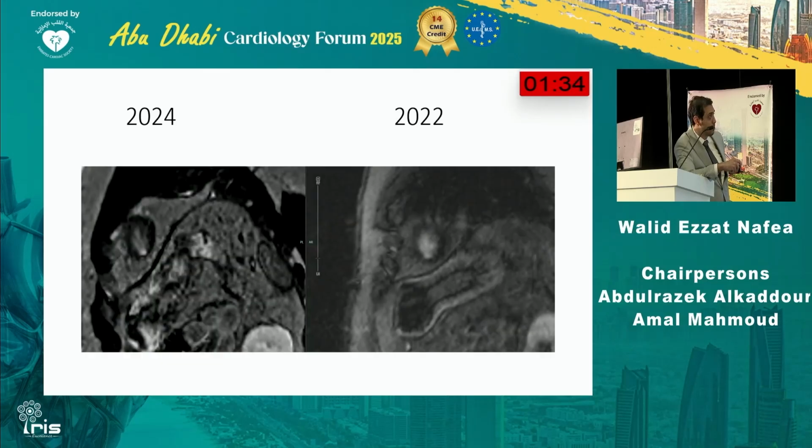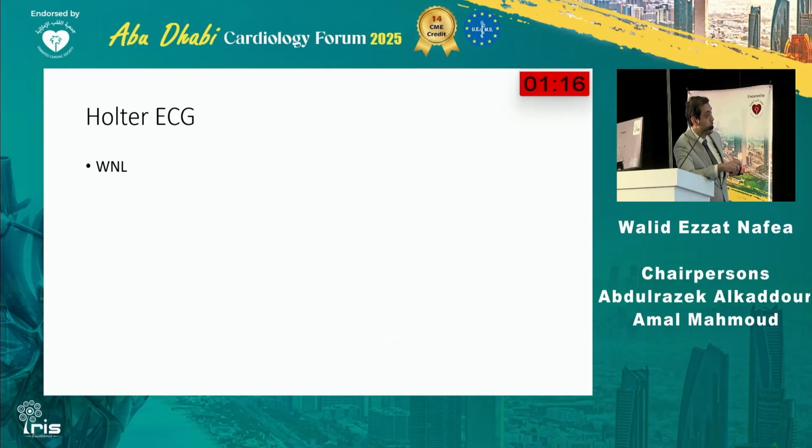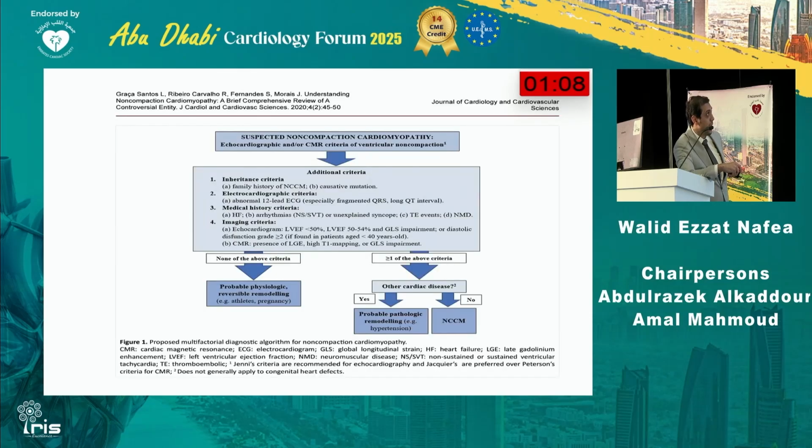And what is more important here is that the late gadolinium enhancement is more evident in the follow-up study after 2 years, and ejection fraction is impaired from 50 to 45%. And that's why we went to the diagnosis of non-compaction cardiomyopathy for this case. So Holter and ECG for this patient were normal, and we did genetic testing for him, MYH7 and MYBPC3, which were negative, and he had no family history.